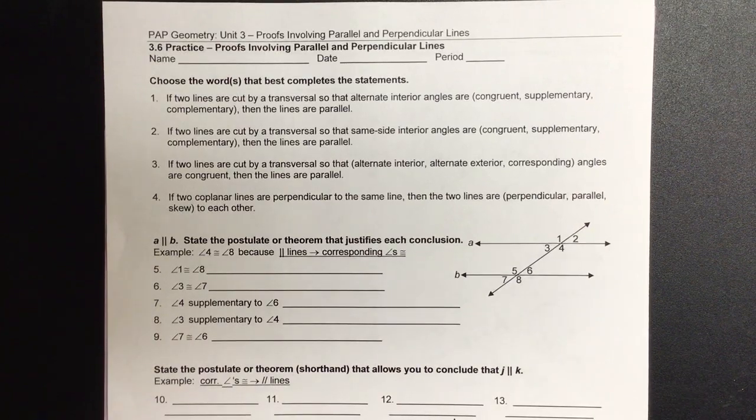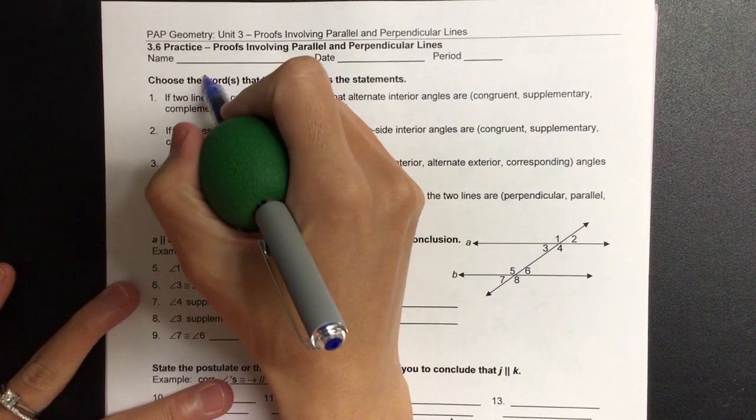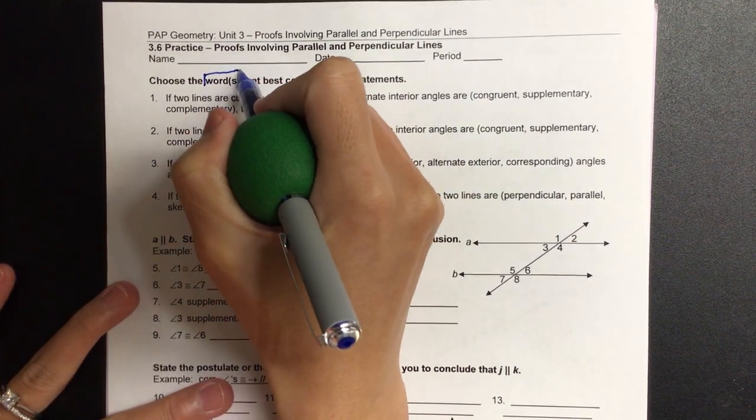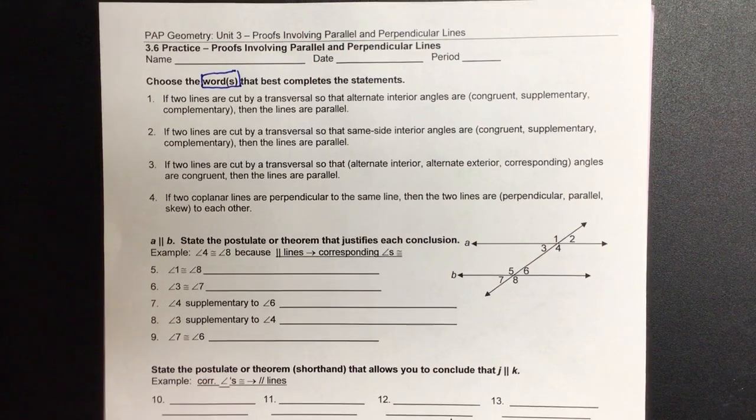I'm recording. Word or words that best complete the statements. So let's go ahead and box the word or words. Go ahead and read number 1, 2.